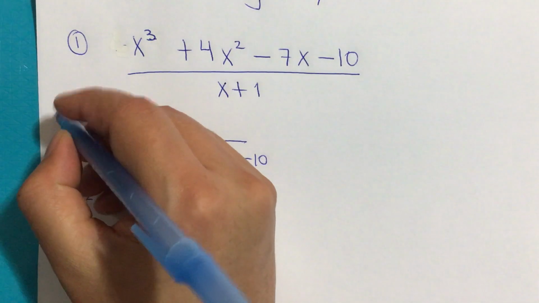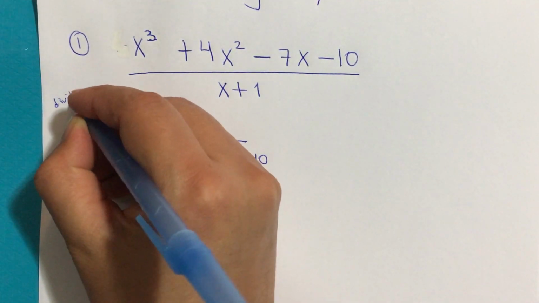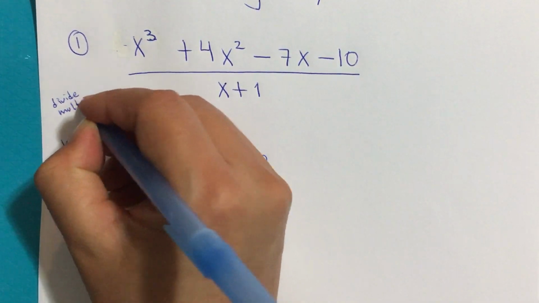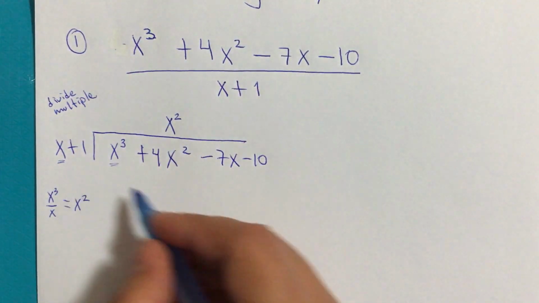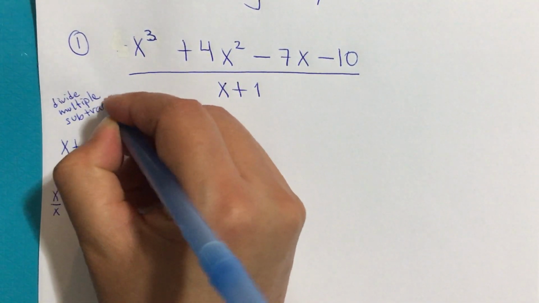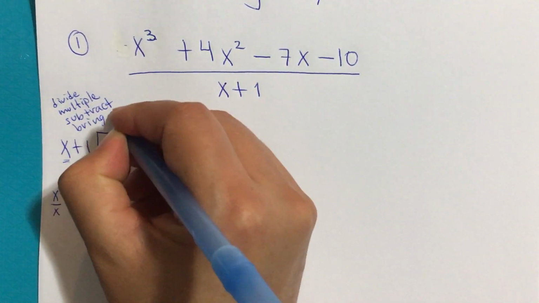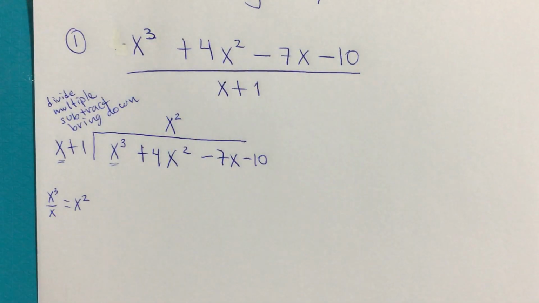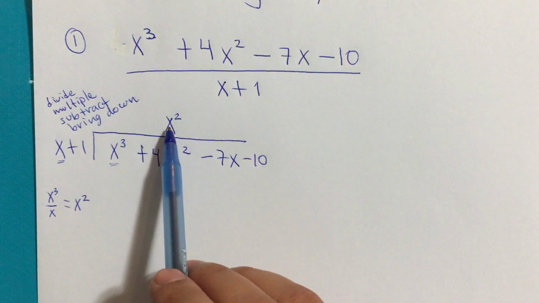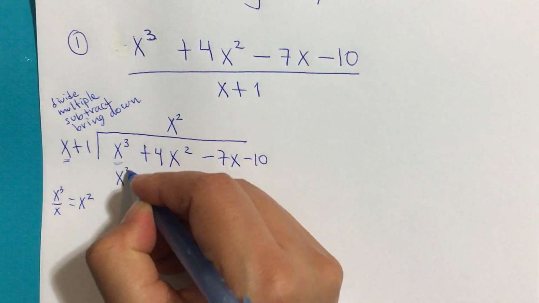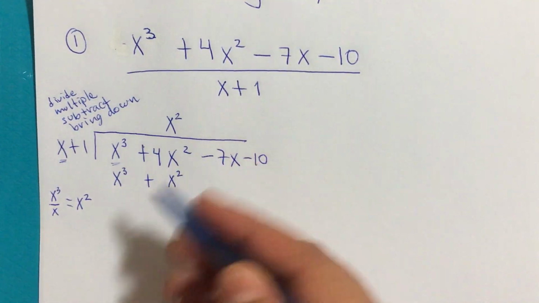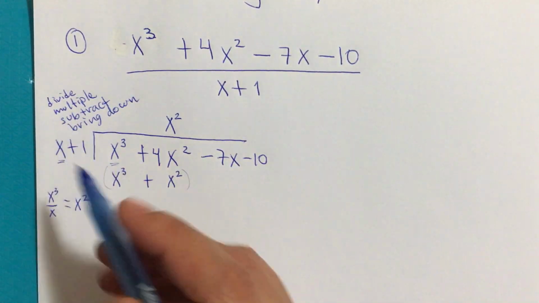Remember that the steps are to divide, which we just did. Then after we divide and get the answer, we multiply. Then after we multiply, the next step will be subtract. And finally bring down. And you repeat the process again. So now we divided, the next step is to multiply. And so x squared times x is x cubed. x squared times 1 is x squared. But remember that the next step is to subtract.